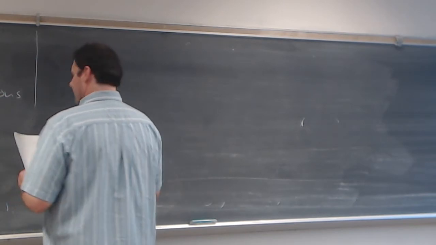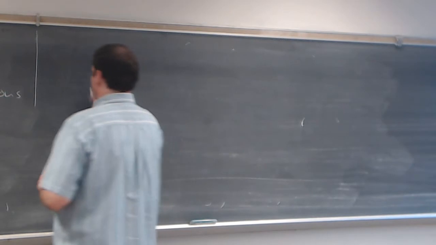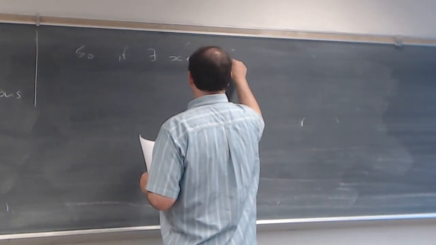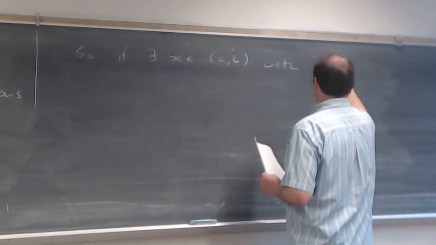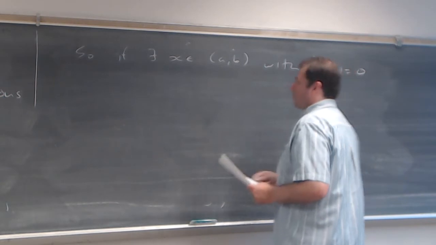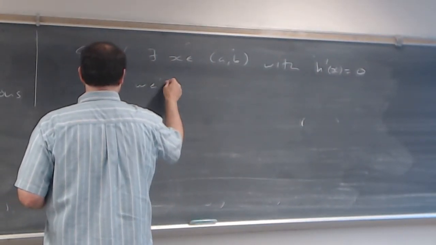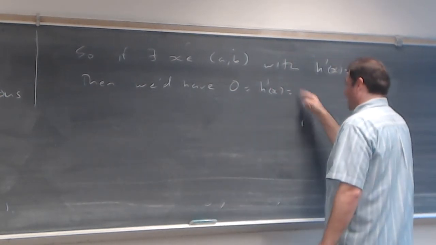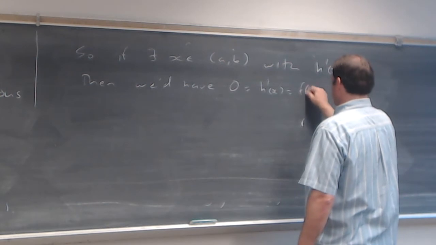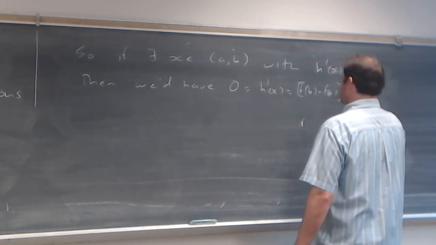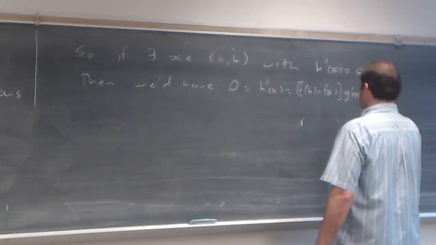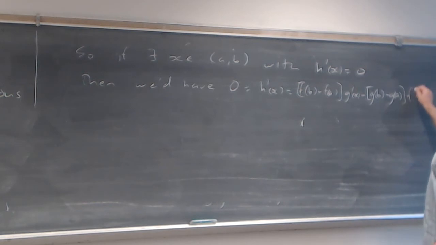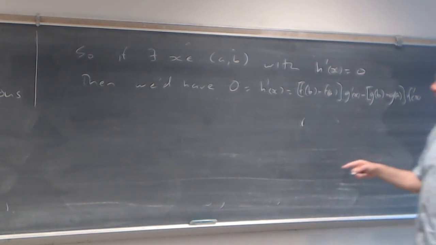The thing to notice about the derivative of h of t is that if there exists an x in the open interval from a to b with h prime of that x equal to 0, then we have 0 equals h prime of x, which would be f(b) minus f(a) times g prime of x minus g(b) minus g(a) times f prime of x. And so that's equal to 0.